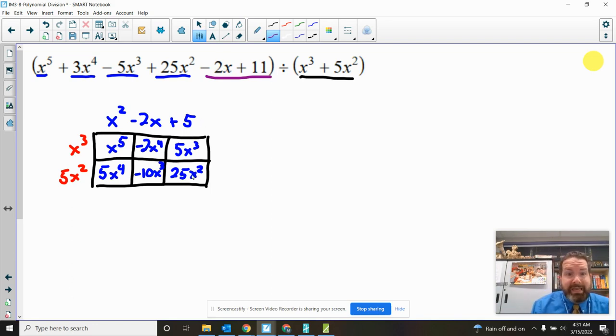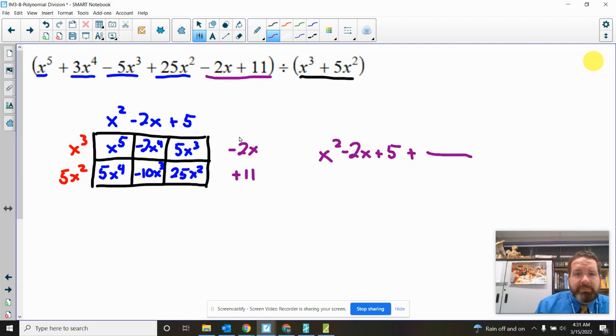I need negative 2x's. I don't have any x's. So there's part of my remainder. I need a plus 11. I don't have any constants in this table at all. So that is simply going to be part of the remainder. Let's put it all together. Your quotient is the top part. And then add on the remainder. There's a negative 2x and a plus 11 over x to the 3rd plus 5x squared.